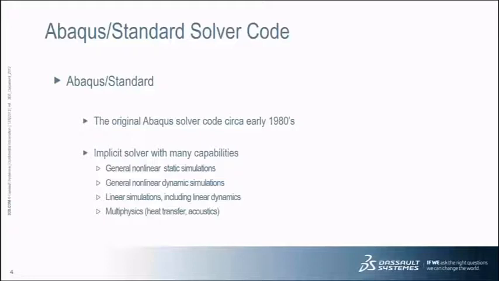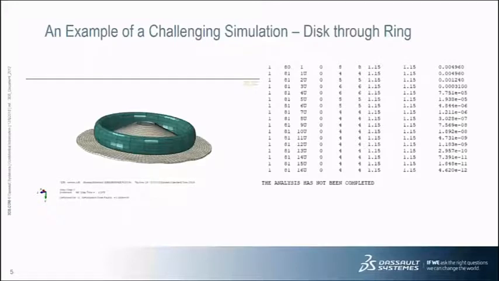Today we're primarily interested in the general nonlinear static simulations and/or the dynamic simulations. So not anything on the linear simulations today. All right. So here, just to get started, is an example of an Abaqus Standard nonlinear simulation involving contact. And it also has issues with convergence. So this is a really good example for today.